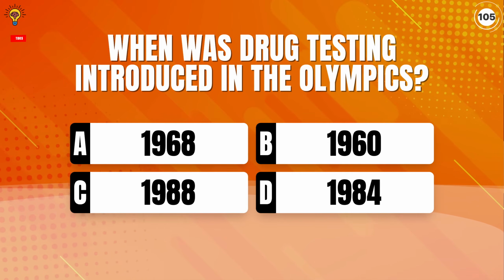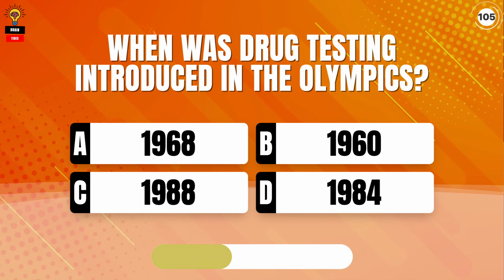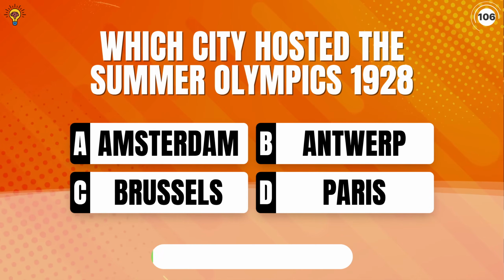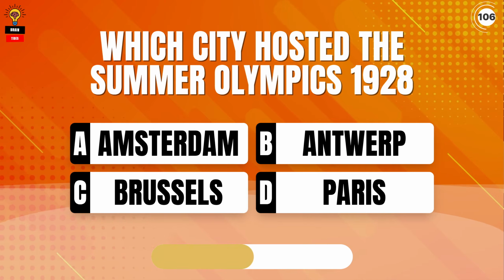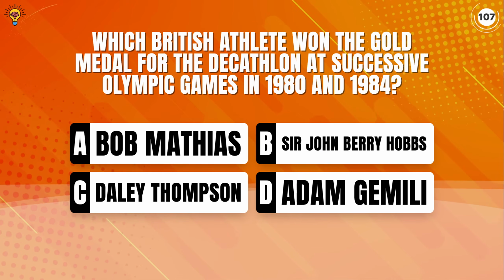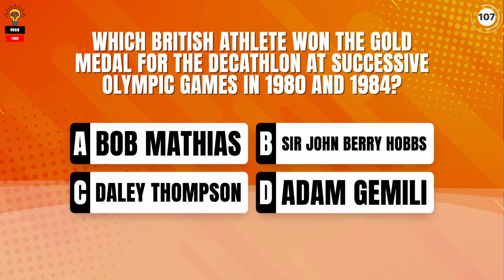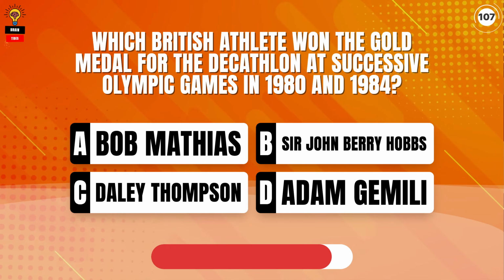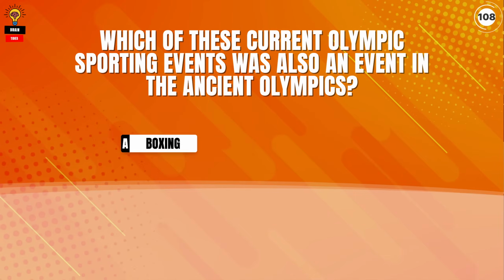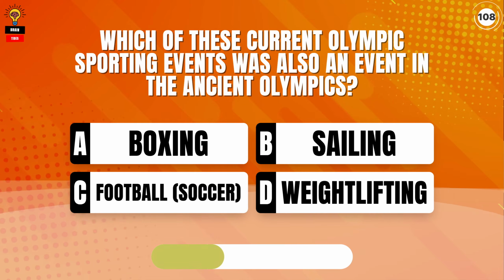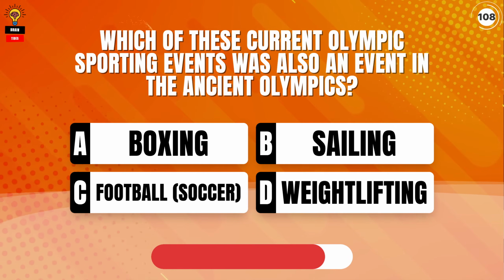When was drug testing introduced in the Olympics? 1968. Which city hosted the Summer Olympics in 1928? Amsterdam. Which British athlete won the gold medal for the decathlon at successive Olympic Games in 1980 and 1984? Daley Thompson. Which of these current Olympic sporting events was also an event in the ancient Olympics? Boxing.